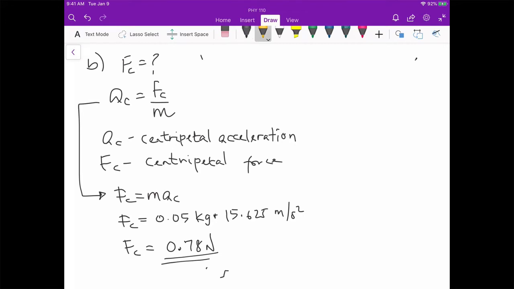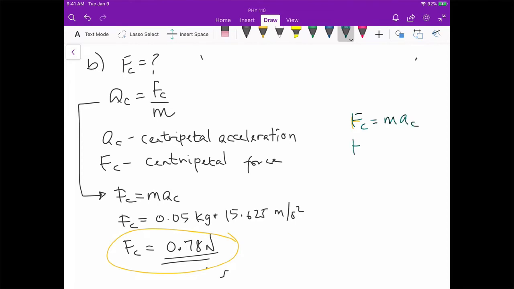All right, so sometimes you may be asked to find the centripetal force without finding the centripetal acceleration, then you can apply the formula directly. For instance, we already said F centripetal is equal to mass times A centripetal. That's directly from Newton's second law.